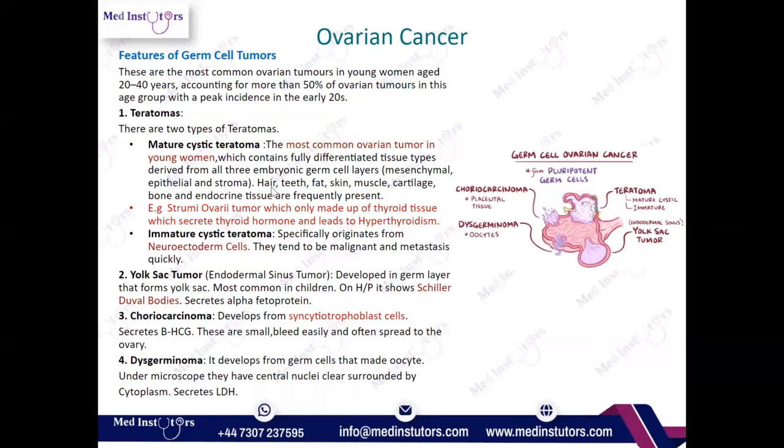Since it contains all the germ layers, there is a chance it has hair, teeth, fat, skin, muscle, cartilage, bone, endocrine tissue. So it really looks horrible. I have shared this diagram. If you notice here, there is an eyeball, there is a bone, there are hairs, cartilage, muscle, tissue, everything.